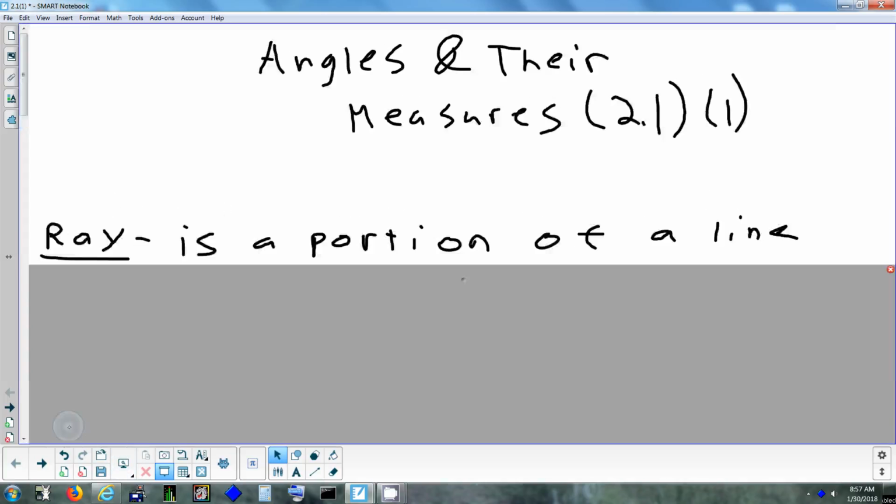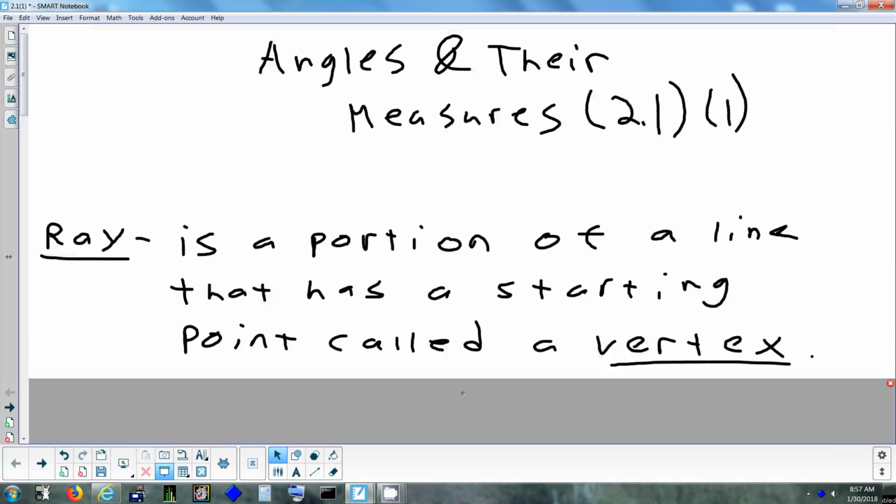All right, so before we even really talk about how to measure an angle, I'm just going to define what an angle is. And I'm going to start by defining the parts of an angle. And one part of an angle is the ray. Okay, so a ray is basically a portion of a line. It has a starting point, goes on in one direction forever.